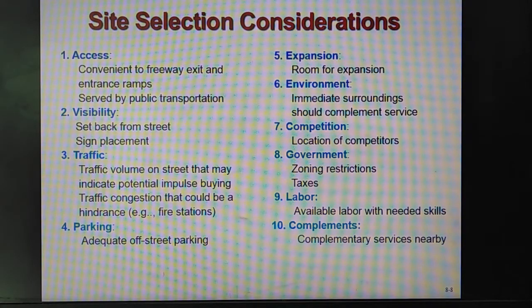The seventh consideration is competition. Competition in one way is good, prompting the health of your business, and it is one of the factors for your business to thrive forward. And the eighth is the government. Are there zoning restrictions, for example, city limits, urban limits, or housing limits? The government also comes up with regulations and rules for taxes.